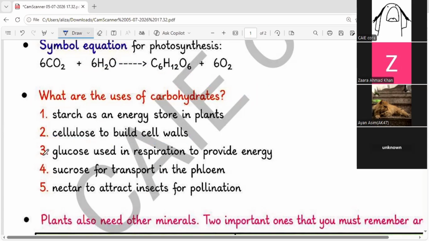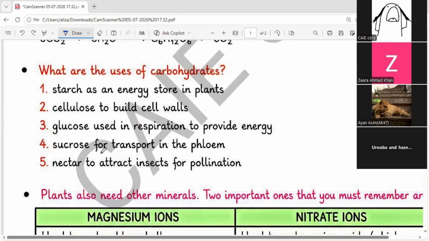Now the third use of carbohydrate is that this glucose that is made is used in respiration to provide energy. If you have studied the 7 life processes in the first chapter, you will know that respiration is one of the 7 life processes that an organism needs to carry out if it is living. So plants also carry out respiration as well as photosynthesis. But photosynthesis takes place only if there is light, that is in the morning time, and respiration is taking place 24/7. Now let's move forward.